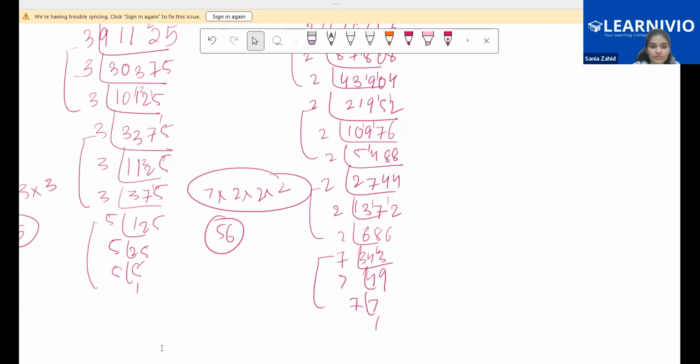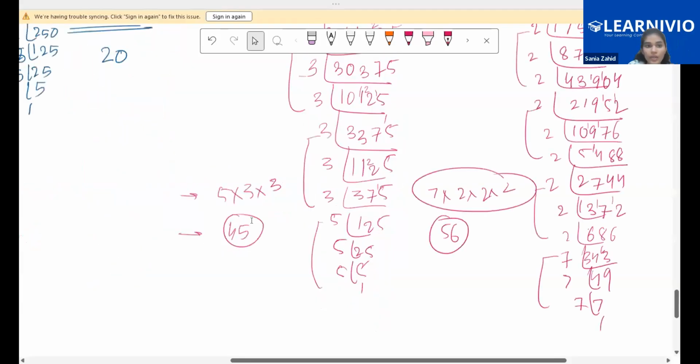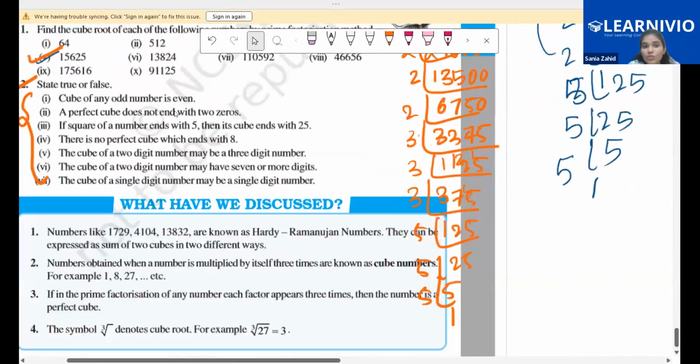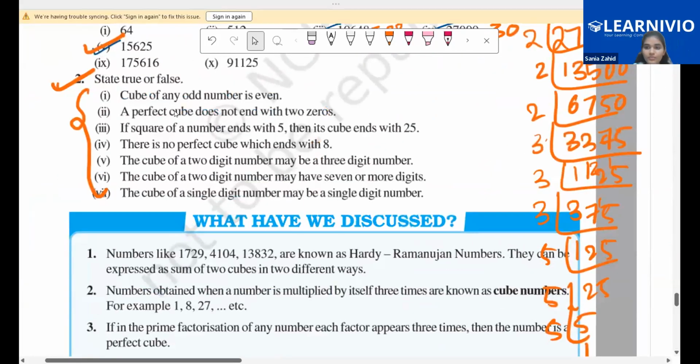Yeah, children, have you copied? Okay, so now we shall move ahead. Now we come to these true and false. What does the question say? The first is: the cube of any odd number is an even number.